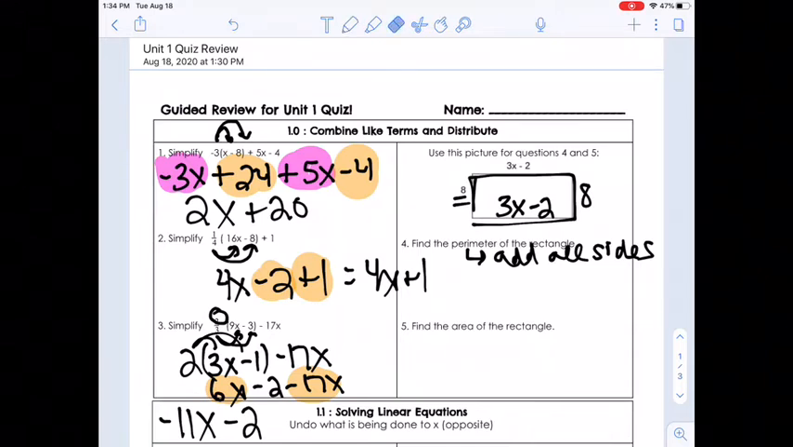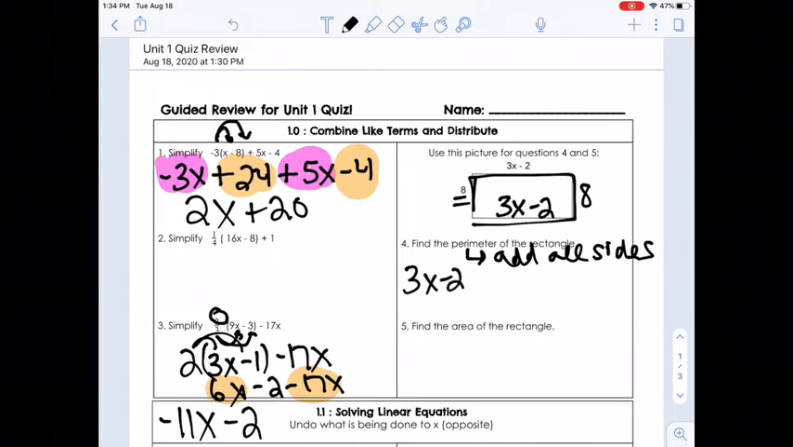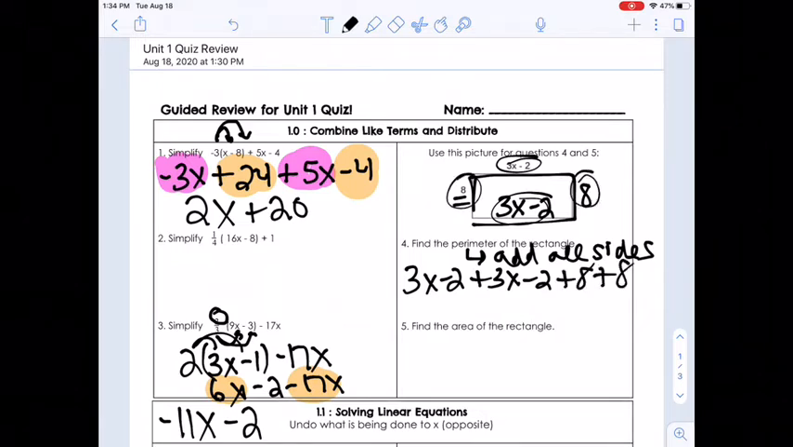If we're going to find the perimeter, we're going to add all those sides together. (3x minus 2) plus the other side, 3x minus 2, plus the other side, and plus the last side. That's all 4 sides that need to be added together. And now we can combine our like terms. 3x plus 3x is 6x. And our last like terms are the constants. Negative 2 plus negative 2 plus 8 plus 8. Well, I know 8 plus 8 is 16, minus 2 is 14, minus 2 more is 12.